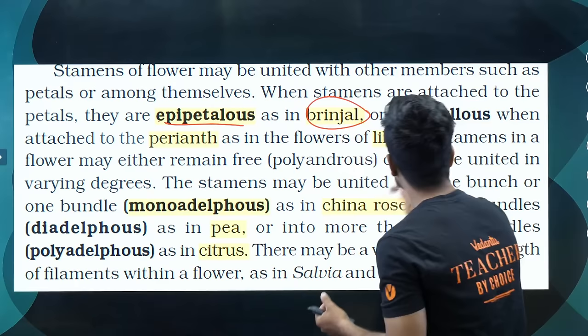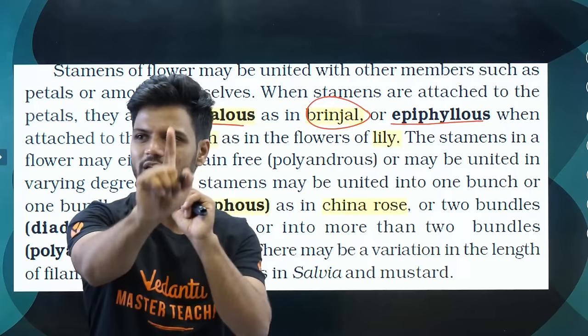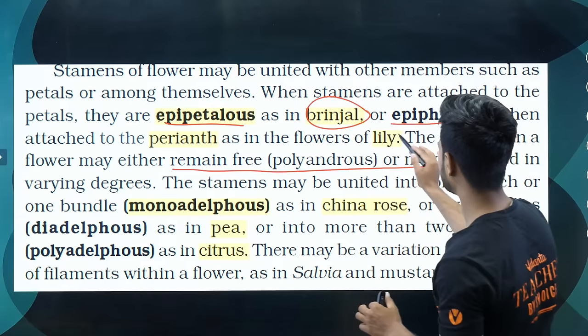Epiphyllous condition. In epiphyllous condition, your stamen is attached to the perianth. Lily is the example. Only one example. Don't need to remember that. Very easy. Lily is the example. Now, students.